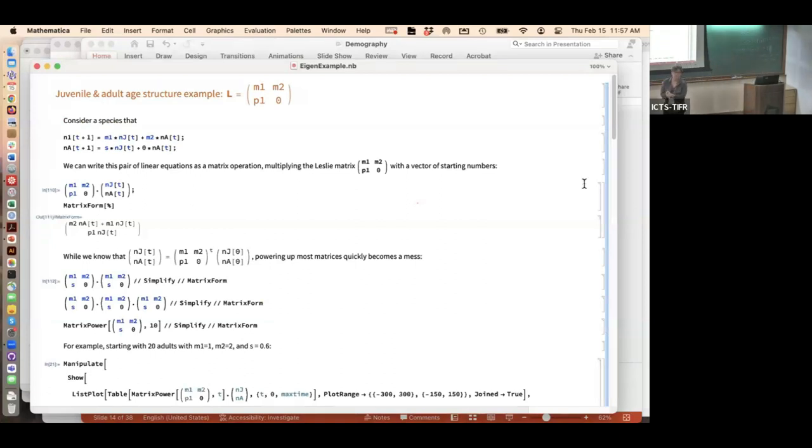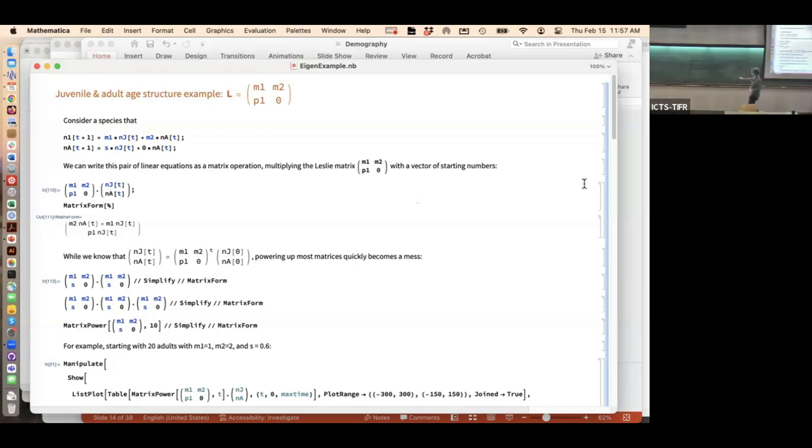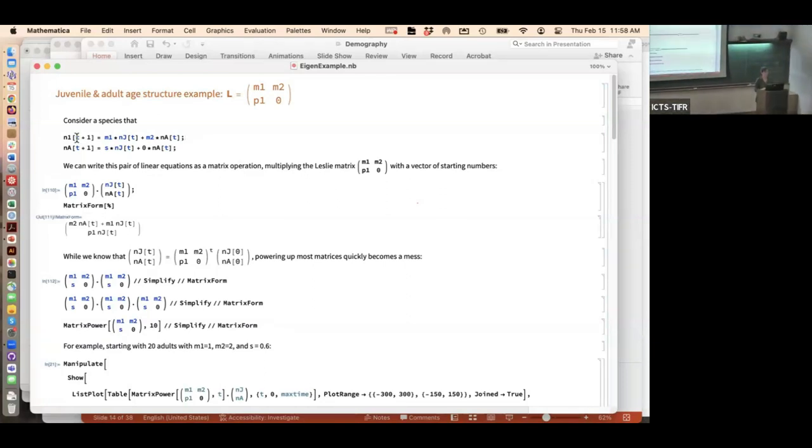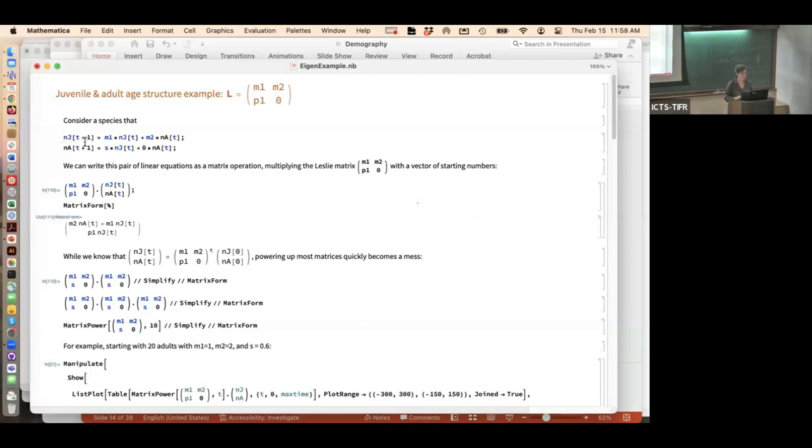I want to use the simplest possible Leslie matrix to start with. It has adults and juveniles, but I've set the adult probability of survival to be zero. That's the more standard form of a Leslie matrix. You just have as many age classes until you can't survive anymore. I'm using Mathematica as a notebook so that it does the math for us, and all we have to do is enter things. So this is notation for the number of juveniles at the next time step: the number of juveniles that gave birth, M1, and the number of adults that gave birth, M2. To be an adult in the next time step, you had to have been a juvenile in the previous time step and survived. That's the set of linear equations that I want.